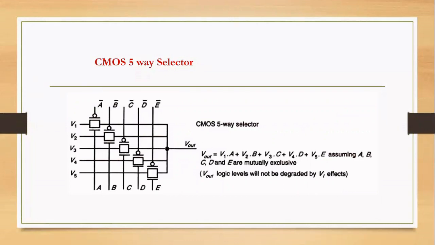Finally, we can give the inputs for V1, V2, V3, V4 and V5 and we can check the output. There are 5 control inputs and 5 data inputs in this 5-way selector. Here we have used transmission gates and we have implemented a 5-way selector. In this way, we can implement the subsystems using switch logic.